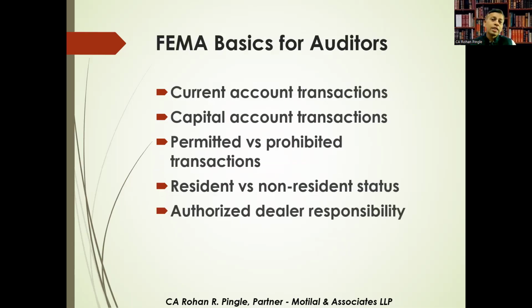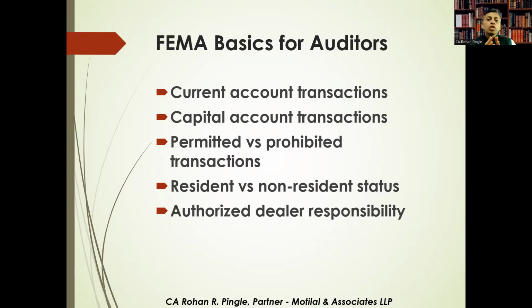Moving further, let's understand FEMA basics for auditors. A concurrent auditor need not become a FEMA legal expert, but must understand at least the basic framework of the FEMA. FEMA classifies transactions broadly into current account transactions and capital account transactions. Current account transactions include what? Travel, education, medical expenses, import-export payments, salary remittances, which are current in nature. And capital account transactions include investments, property purchase, loans, overseas assets acquisition.